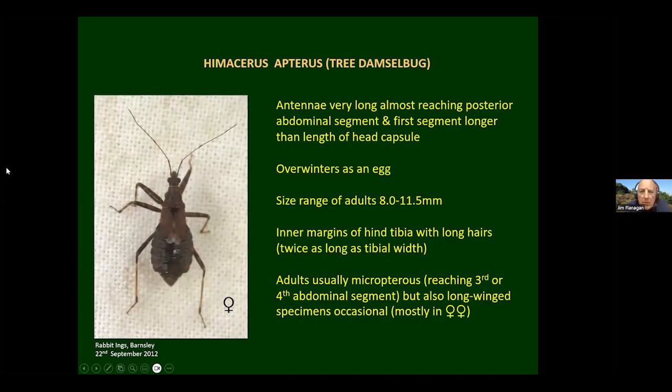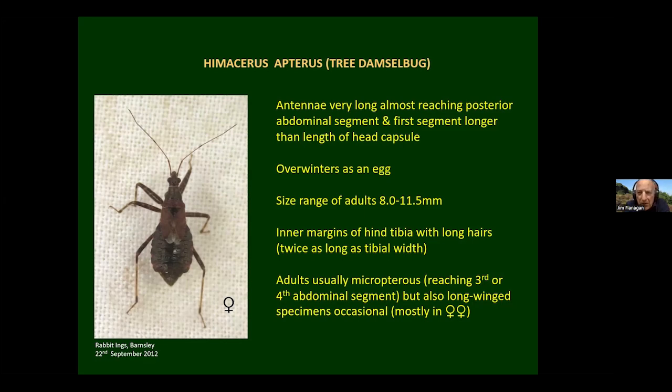So we come to the tree damsel bug. This is usually quite arboreal, as its name suggests. The antennae in this species are very long, reaching the posterior abdominal segment. The first segment is always longer than the length of the head capsule, which I think you can just about see on that photograph of the female. So that's one of the easiest field characters you can use for separating this from the ant damsel bug. It's also bigger than the ant damsel bug. The size range of adults is from 8 to 11.5 millimeters.